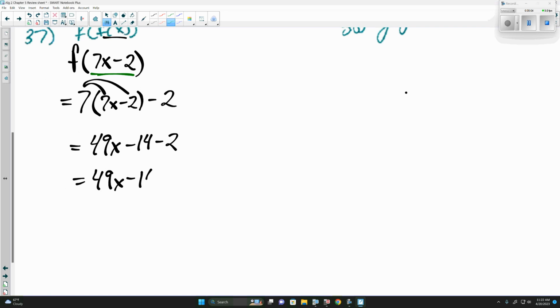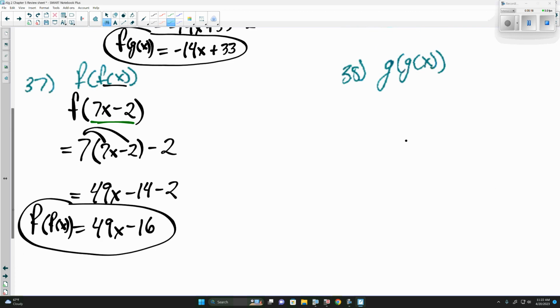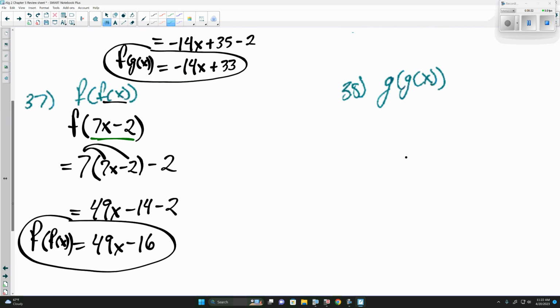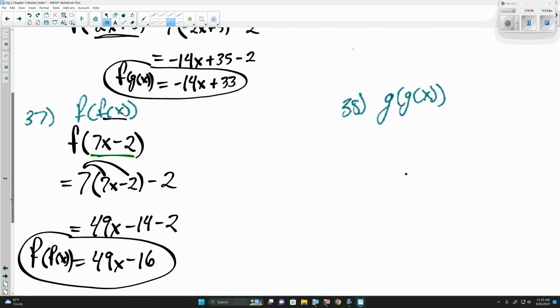Negative 14 minus 2 is negative 16. So f of f of x is 49x minus 16. And with any of these here, always work it from the inside out. Doesn't matter what we start with, work from the inside and keep applying it as we go through until we've applied it to every single one. Any other questions on 35 through 38? Are you ready for the next set?